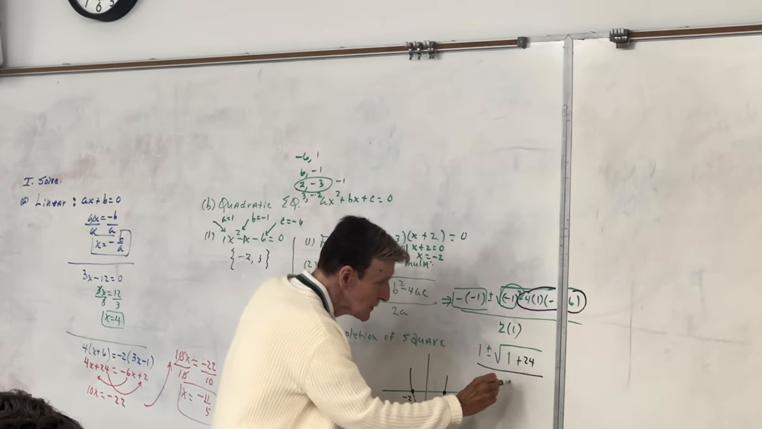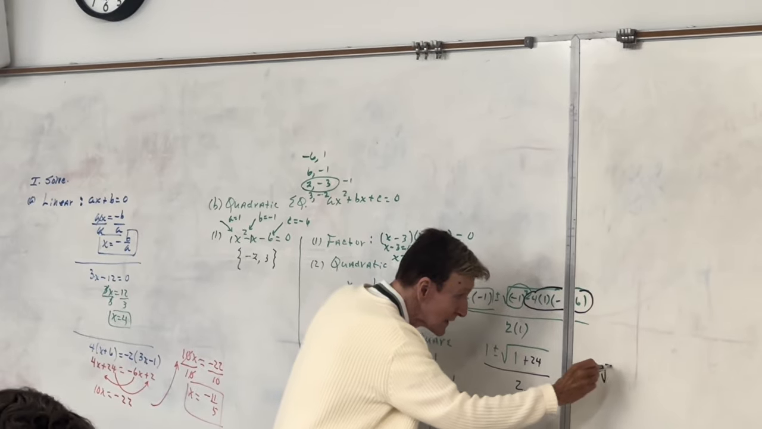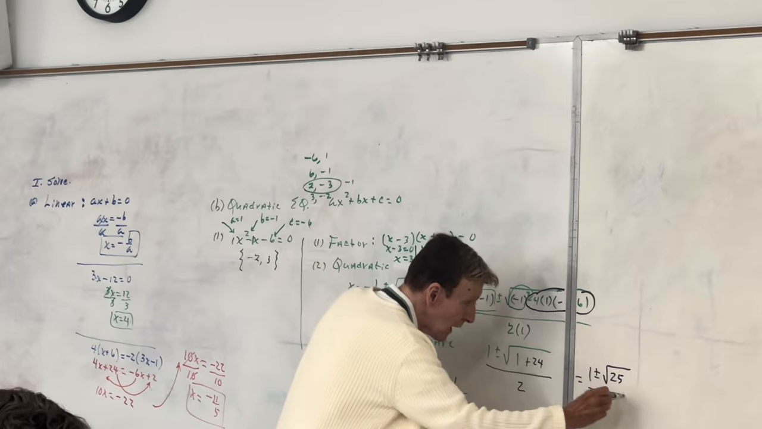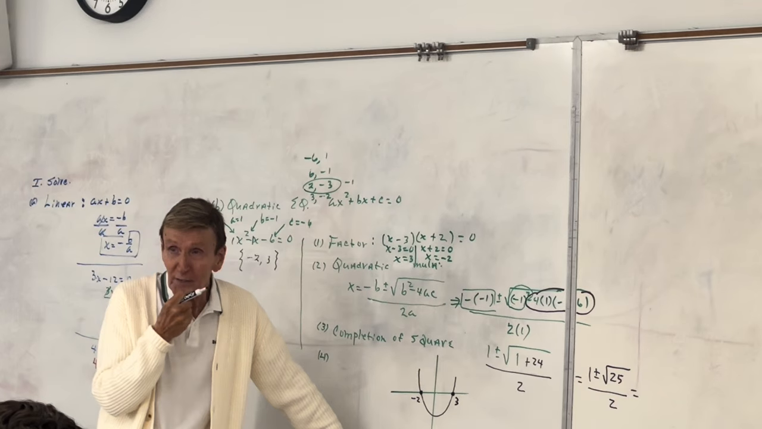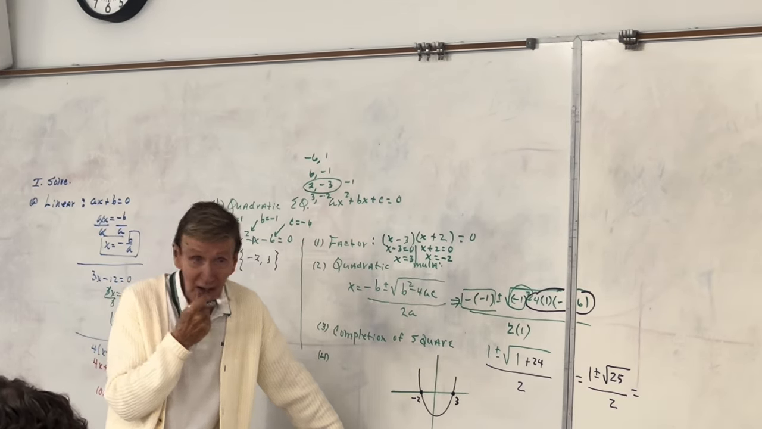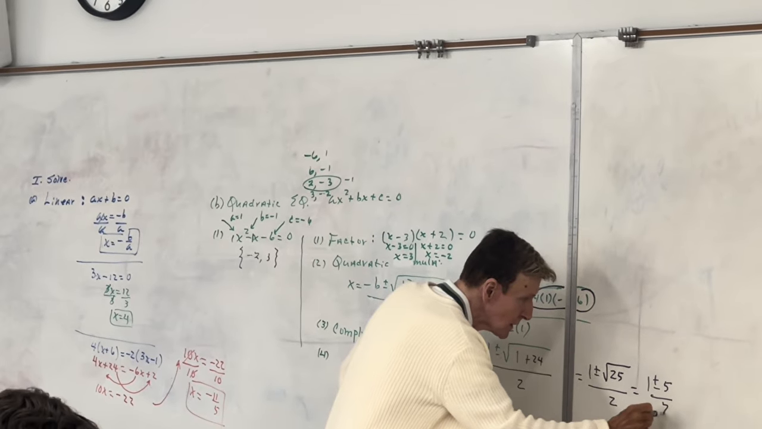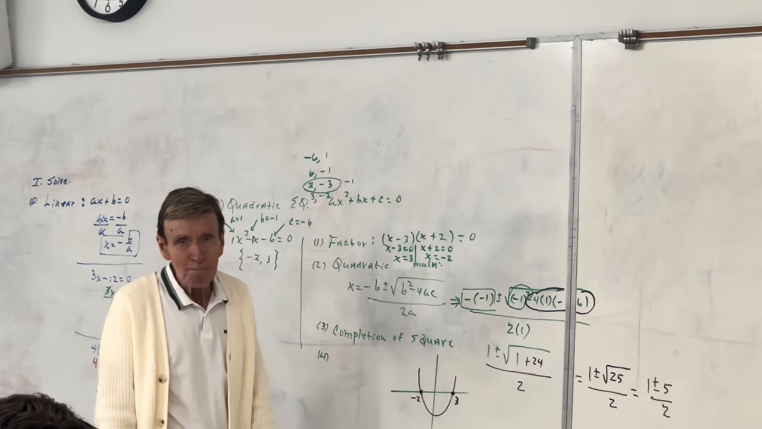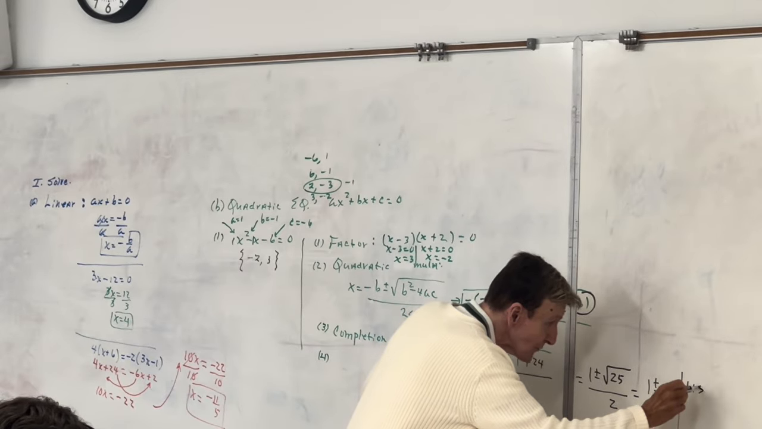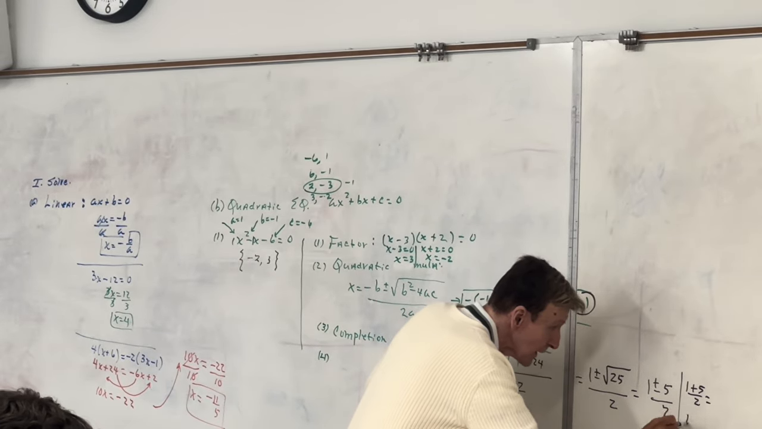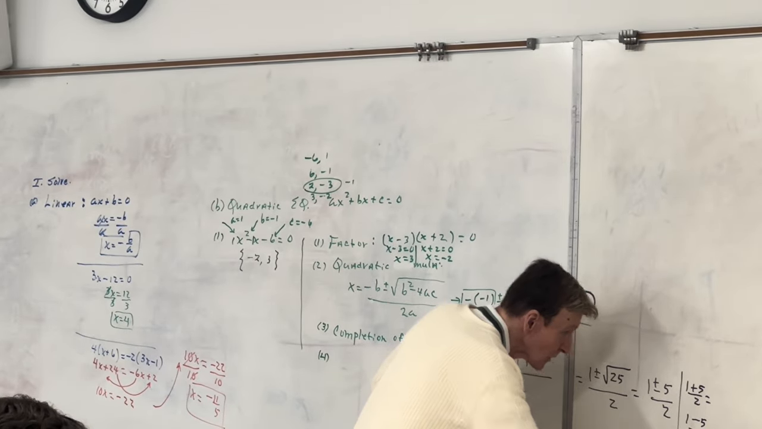And all that's over 2. Can I simplify this? Of course I can. 1 plus minus the square root of 25, all over 2. By the way, does 25 have a nice perfect square root? Thank goodness, 5. So I can write this as 1 plus minus 5 over 2. Separated? One answer will be 1 plus 5 over 2, and the other one is 1 minus 5 over 2.